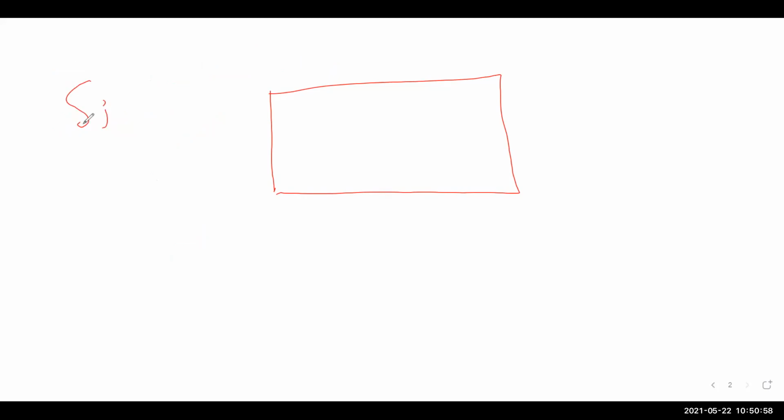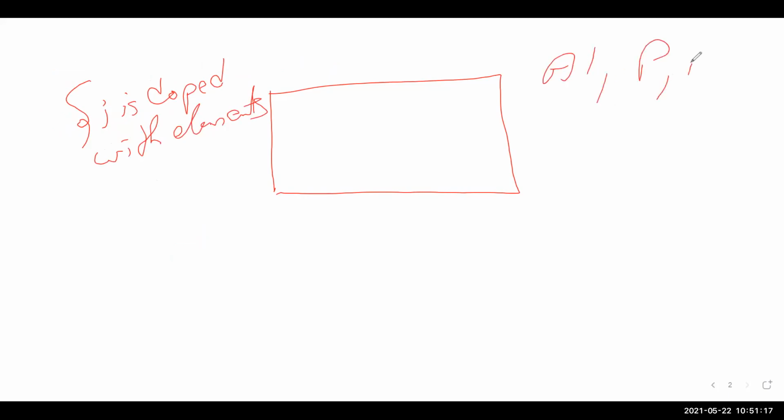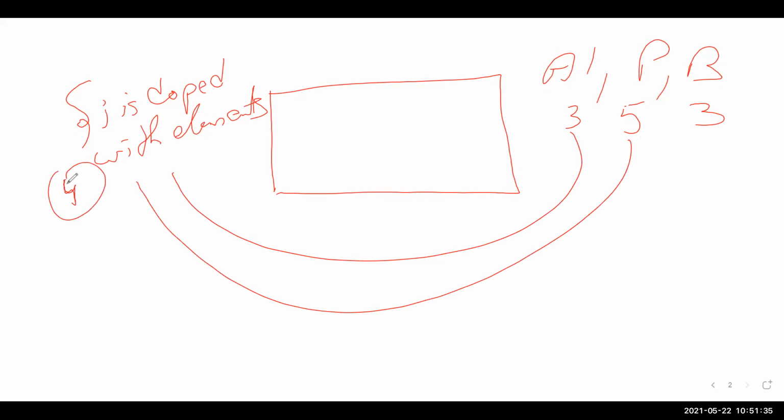Now if this semiconductor is doped with elements like aluminum, phosphorus, boron, which have 3, 5 and again 3 valencies in the outer orbit, they will combine with the outer orbit of 4, making the electrons or holes flow.